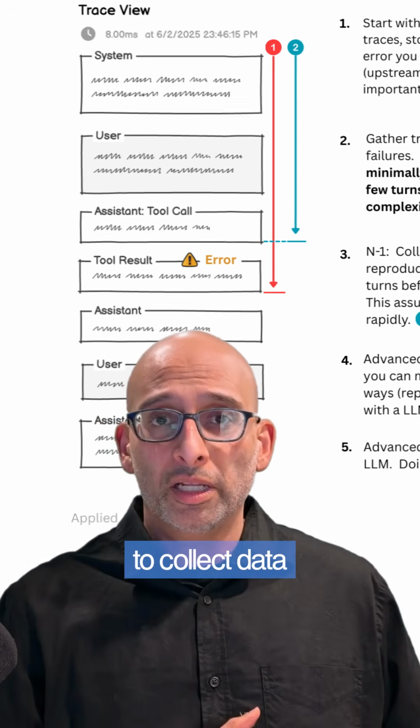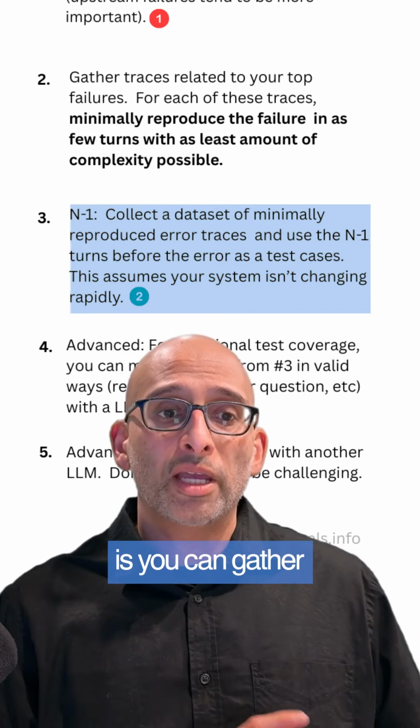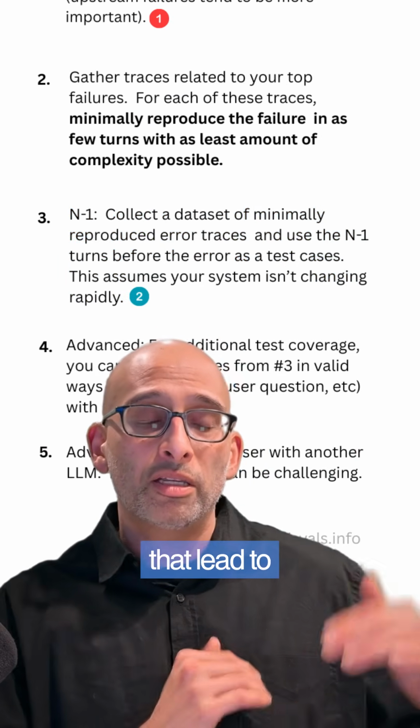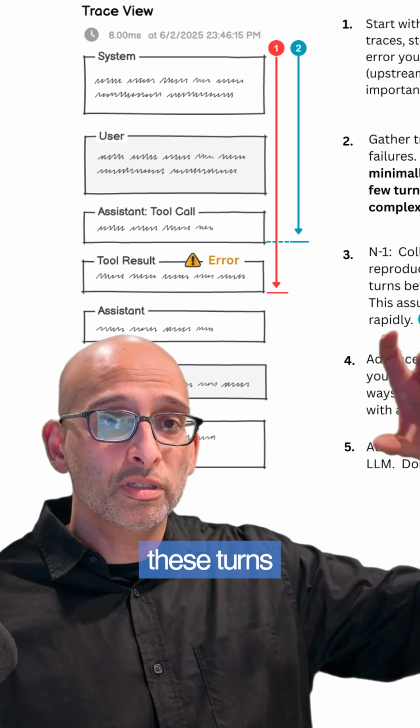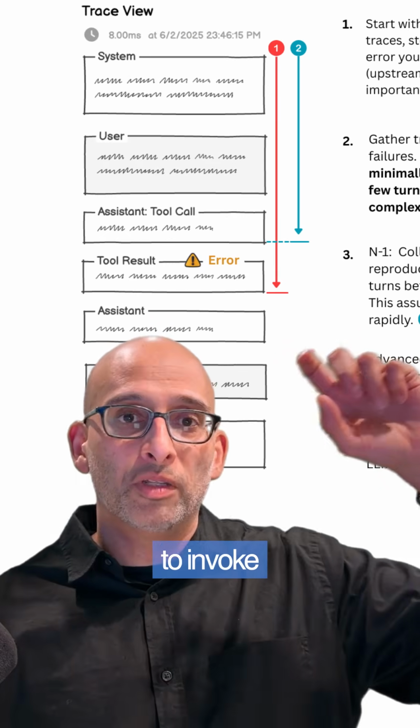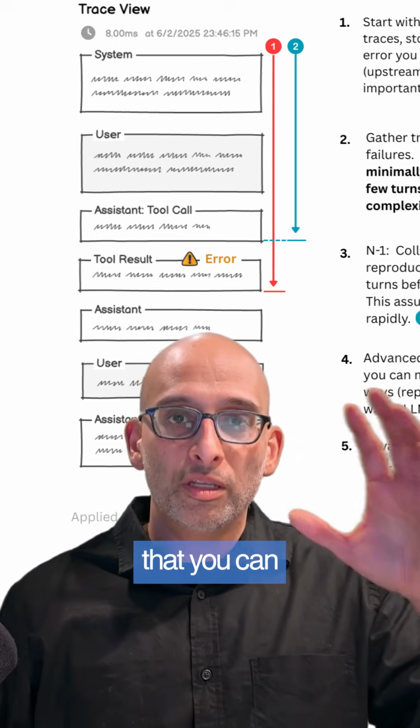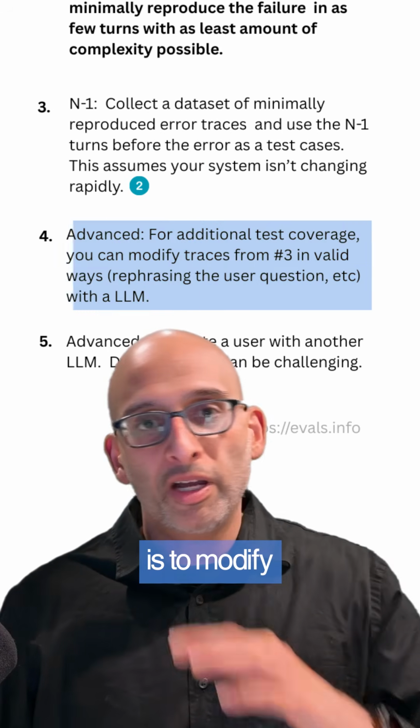Another way to collect data from traces is you can gather the n-1 traces that led to the error. So in the flashcard, you'll see the first 3 of these turns can be used as a way to invoke the same error. Another way that you can use traces is to modify existing ones.